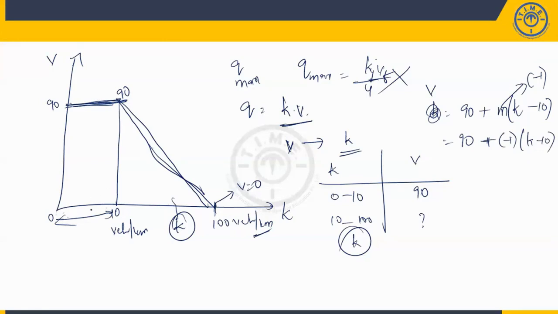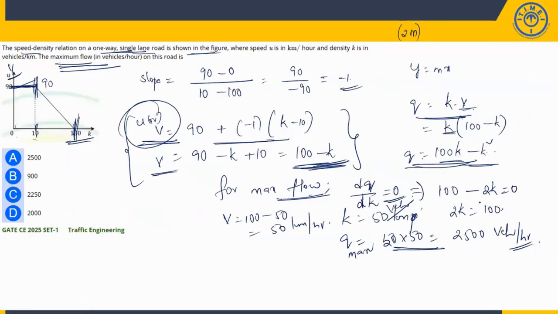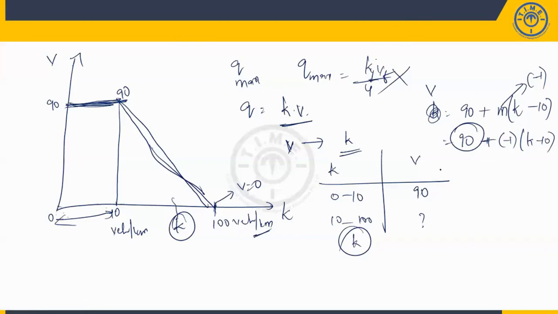Why are you reducing 10? Because up to 10, there is no change. It is 90. You had already included. Suppose in the equation on differentiation, we got k is 50. Now let's check it out with 50. At k equal to 50, where is k 50? At this value somewhere. At this k 50, what is the speed? At this k 50, what is v? From this we will be getting the answer.